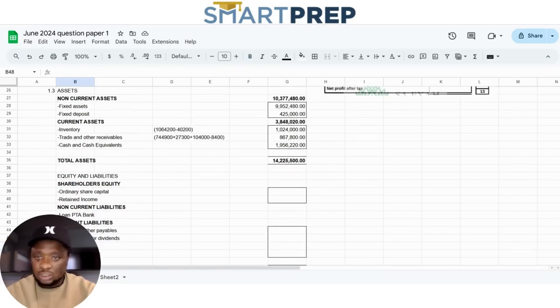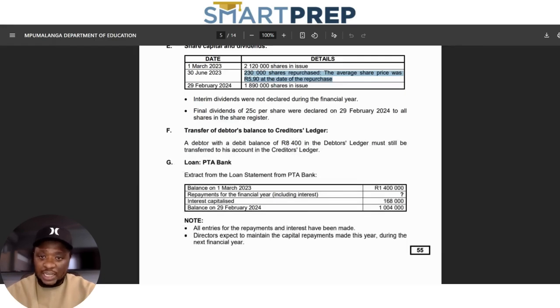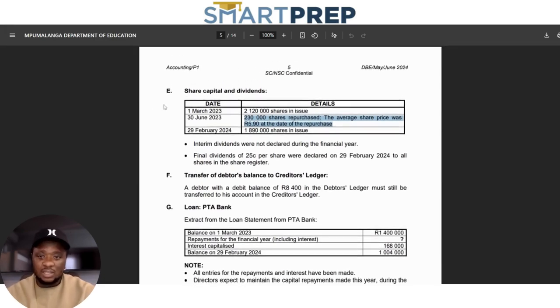Now I'll fill them out, and then we're basically just going to be working these out. So let's start with ordinary share capital, and see if we can find this information. There was this information here on share capital and dividends. So it says share capital and dividends.